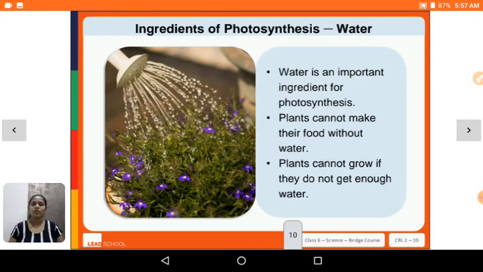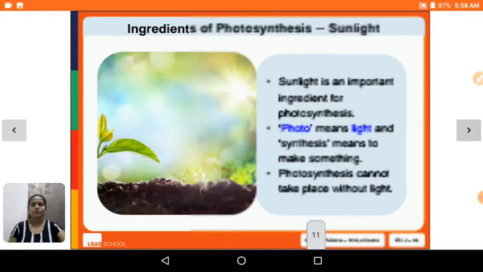So first is water. Water is an important ingredient of photosynthesis. Plants cannot make their food without water. Plants cannot grow if they do not get enough water. So first, water. Water is the main ingredient for photosynthesis, and plants cannot make their food or grow in case they do not get water.